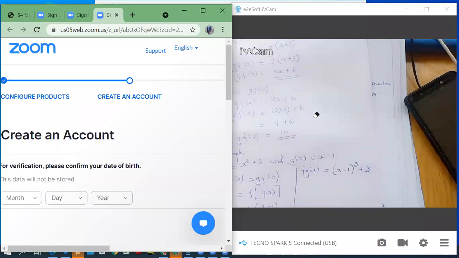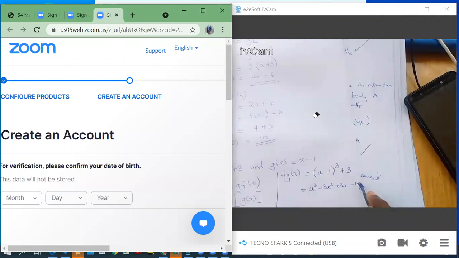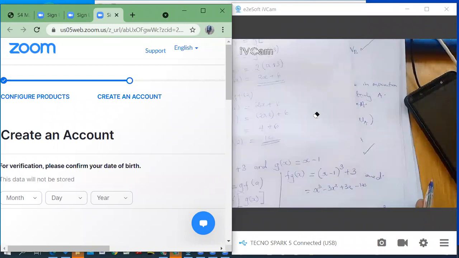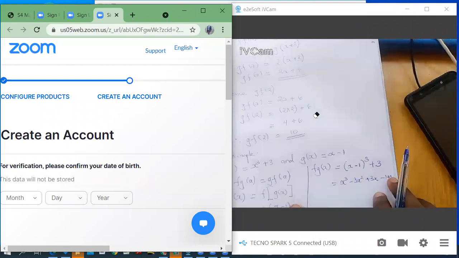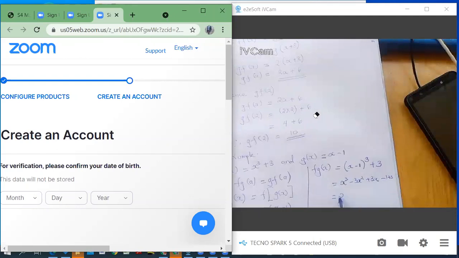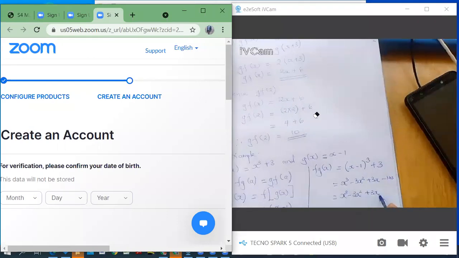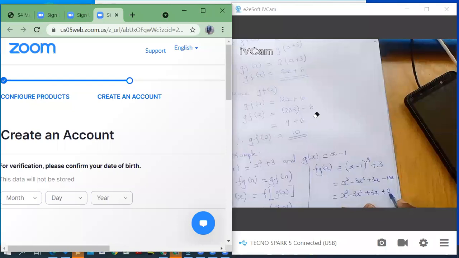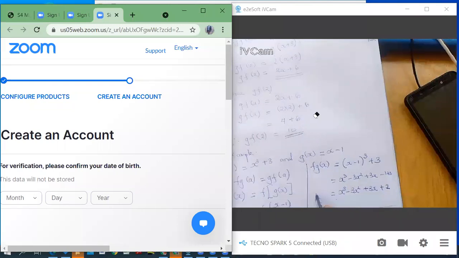After expanding, we got x cubed minus 3x squared plus 3x minus 1, not so? But remember, there's that plus 3 there. So when we simplify that, we'll have x cubed minus 3x squared plus 3x, and negative 1 plus 3. What do we get? We get plus 2. So that's our composite function fd of x.